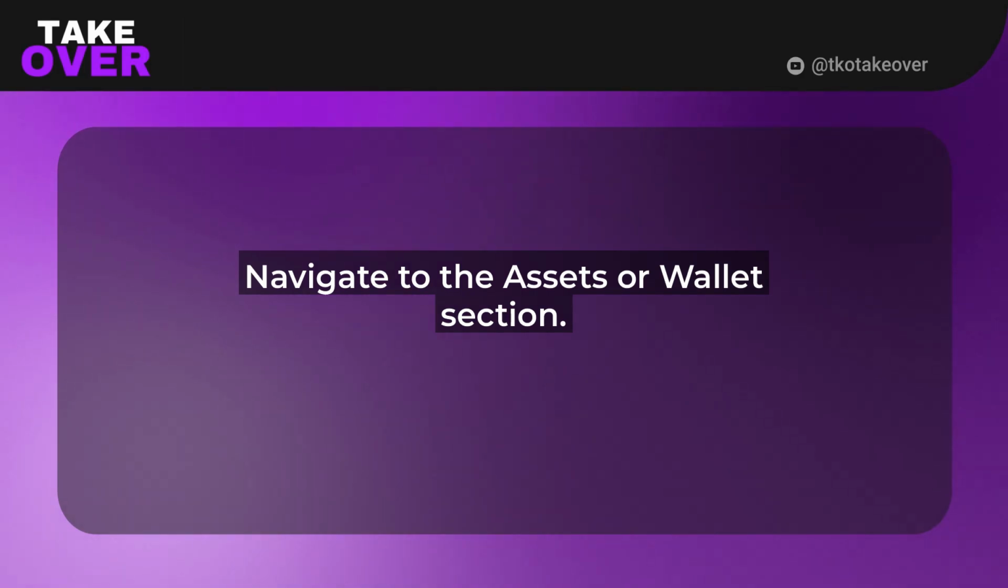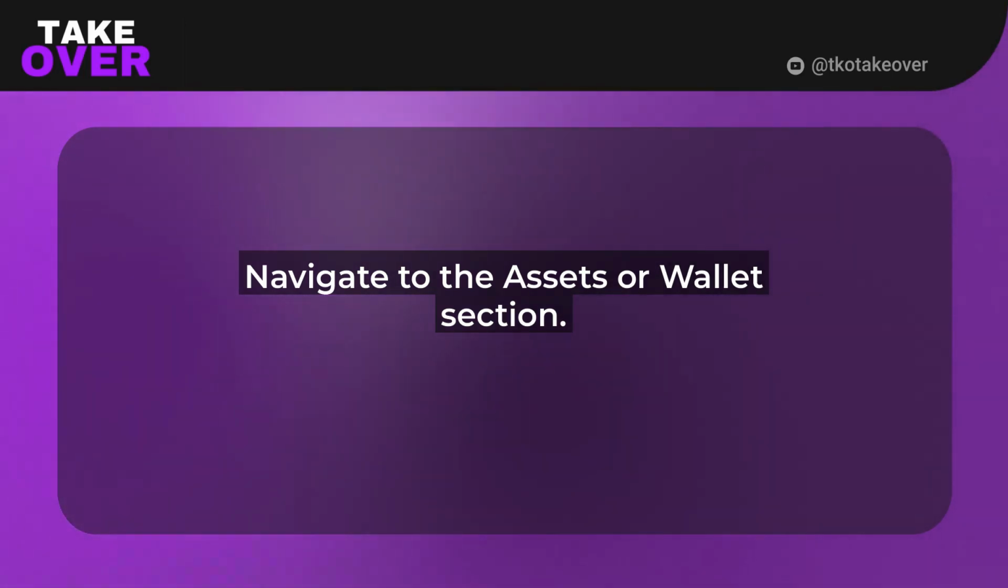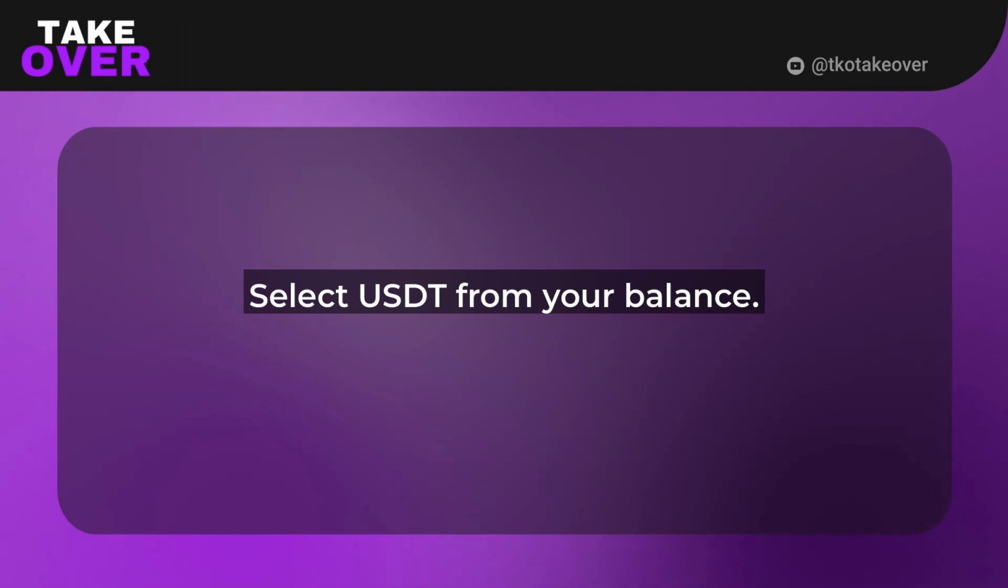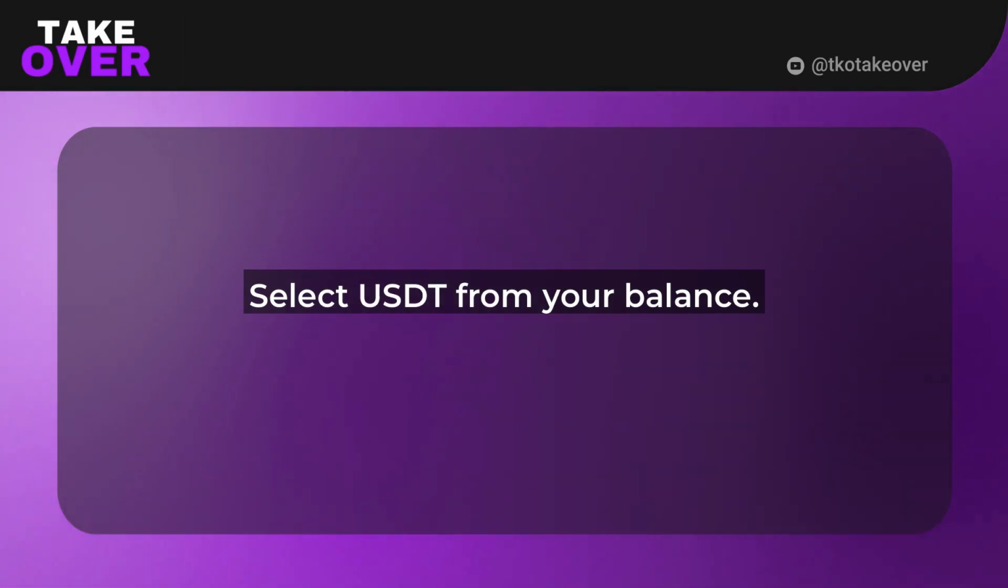First things first, make sure you're logged into your Bybit account. If you don't have one, head over to the Bybit website or app and sign up. It's quick and easy. Once you're in, navigate to the Assets or Wallet section. This is where all your cryptocurrencies, including USDT, are listed. Look for USDT in your balance and click on it to access the withdrawal options.